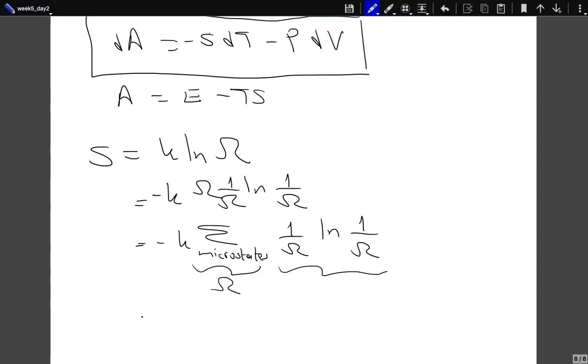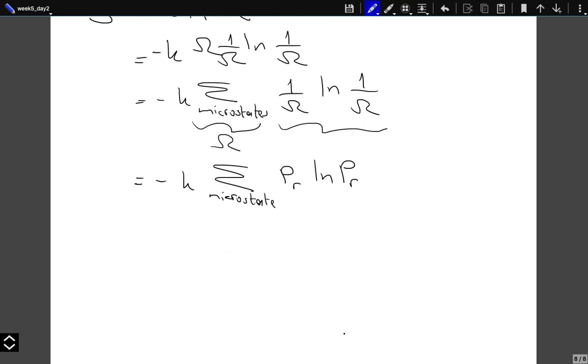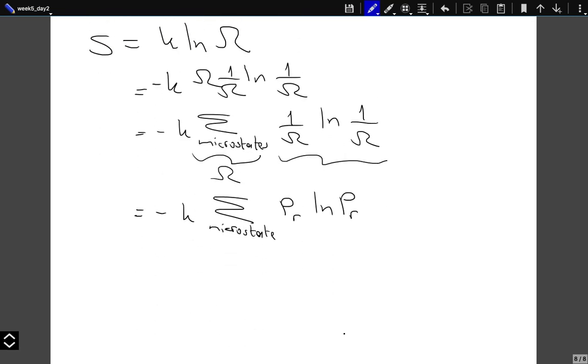So this I can write as minus K times the sum over all microstates of the probability of the microstate multiplied by the logarithm of the probability of that microstate. Well, the nice thing about that final expression is that I can use it in any ensemble, not necessarily the microcanonical ensemble. So this is the general expression of the entropy that we use, whatever the ensemble is.